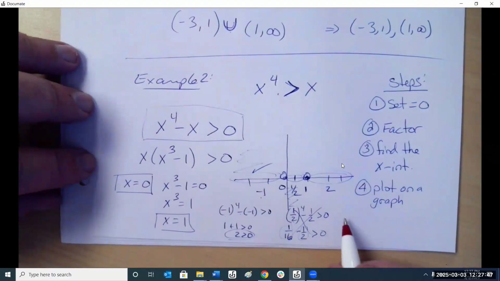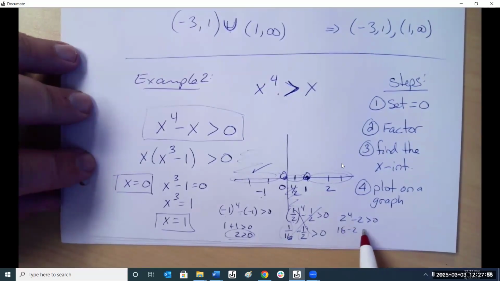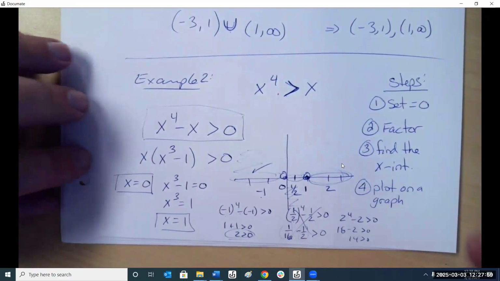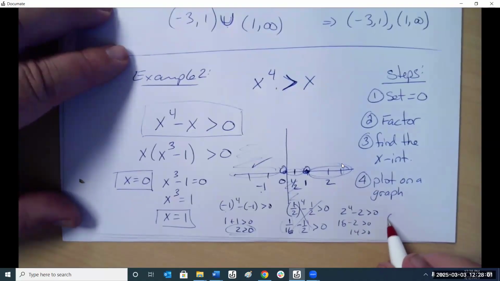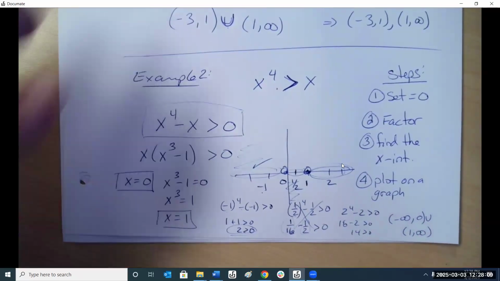1/16 minus 1/2 is going to be a negative number. How about at 2? So we have 2 to the 4th minus 2. 16 minus 2 is 14, which is greater than 0. So my answers are from -infinity to 0, and from 1 to infinity.